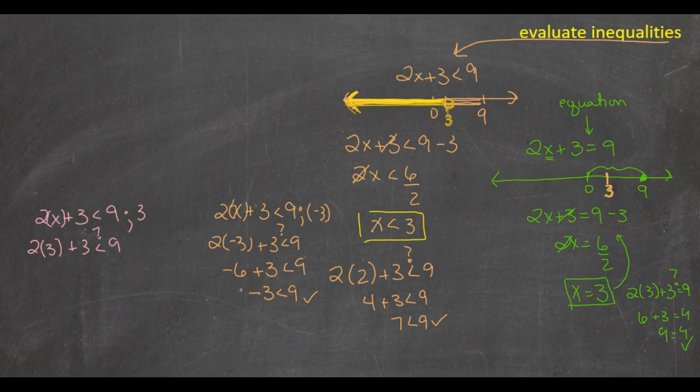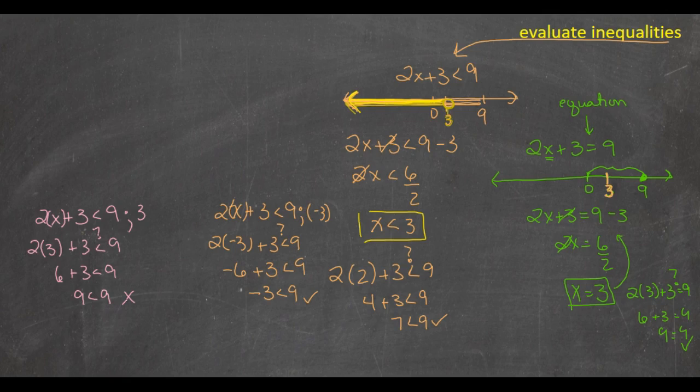I don't really know if that's true yet. So 2 times 3 is 6, plus 3 is less than 9. 6 plus 3 is 9, less than 9. Is that true? Is 9 less than 9? 9 is never less than 9. 9 is exactly 9. It can't ever be smaller than 9 because it is 9. So 9 is not less than 9.